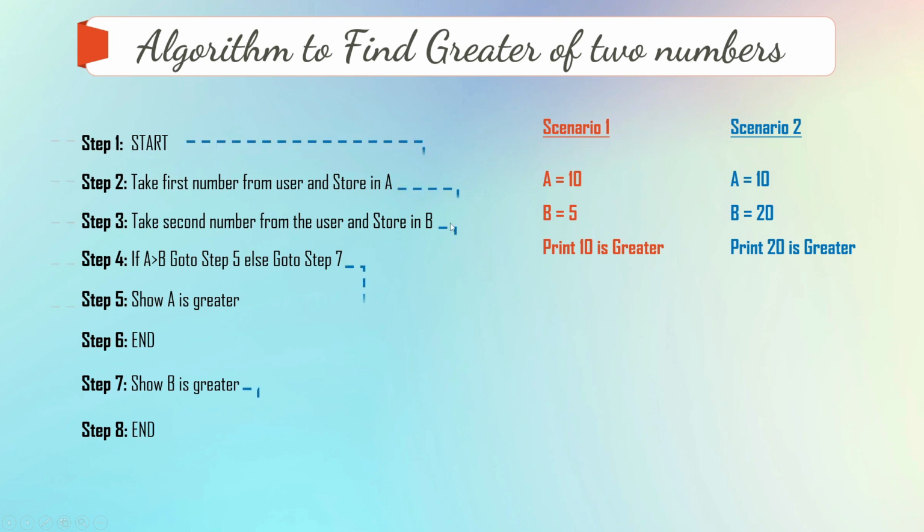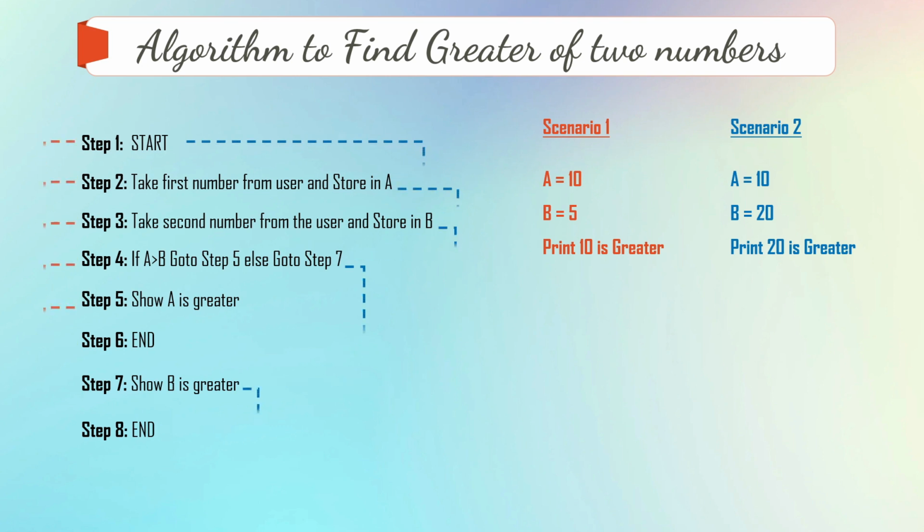So in this scenario, what will happen? It will start, take the first number and second number, then check whether the first number is greater or the second number is greater. In scenario 2, the second number is greater. So it will go to step number 7 and print B is greater. This is something new for you to understand. We will learn these conditions and loops thoroughly when we write actual programs. Let us understand here what an algorithm is, what a flowchart is, and how they are written.